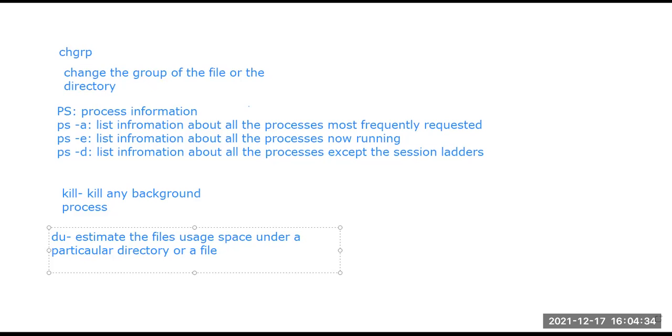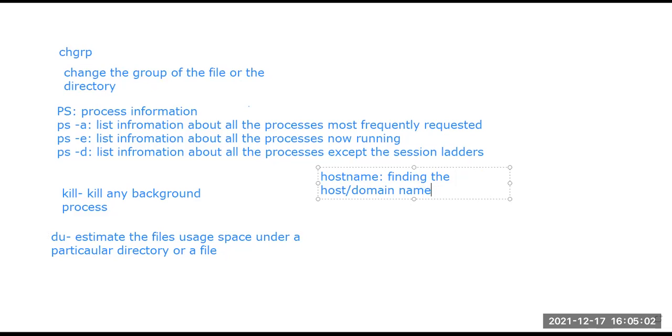Then there are several networking commands also. The question that may come up here is, by which networking command can we find the host name or domain name of an IP address? The hostname command is the command by which we can find the host or domain name and the IP address. So the hostname command can help us here.